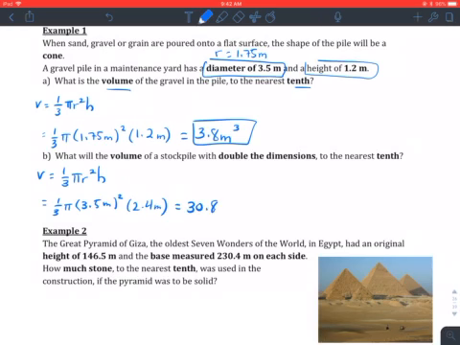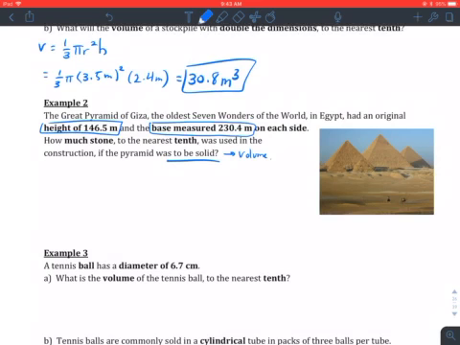Example 2. The Great Pyramid of Giza, one of the seven wonders of the world, in Egypt, had an original height of 146.5 meters, and the base measured 230.4 meters on each side. How much stone to the nearest tenth was used in the construction if the pyramid was solid? Since it's solid, we're dealing with a volume. It's not hollow on the inside, or we'd be dealing with surface area.